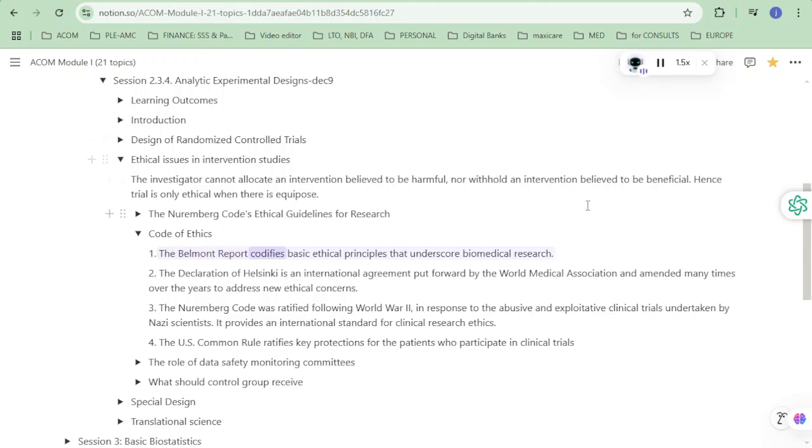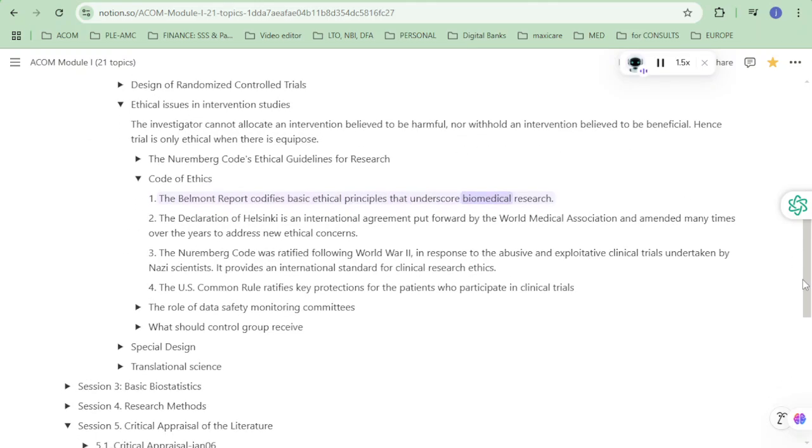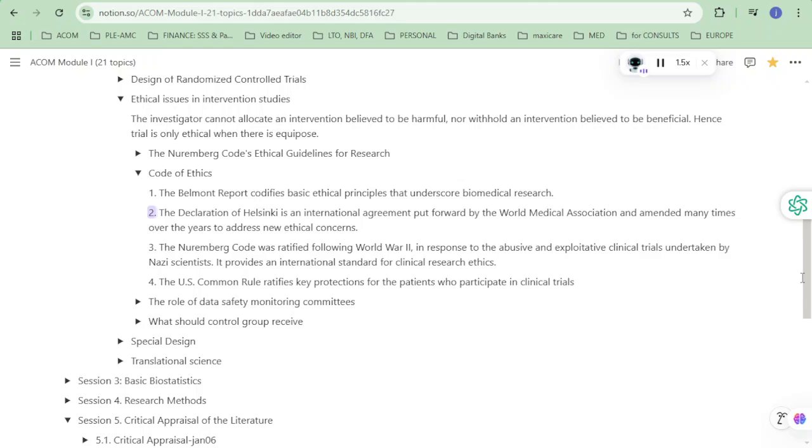The Belmont Report codifies basic ethical principles that underscore biomedical research. 2. The Declaration of Helsinki is an international agreement put forward by the World Medical Association and amended many times over the years to address new ethical concerns. 3. The Nuremberg Code was ratified following World War II, in response to the abusive and exploitative clinical trials undertaken by Nazi scientists. It provides an international standard for clinical research ethics. 4. The U.S. Common Rule ratifies key protections for the patients who participate in clinical trials.